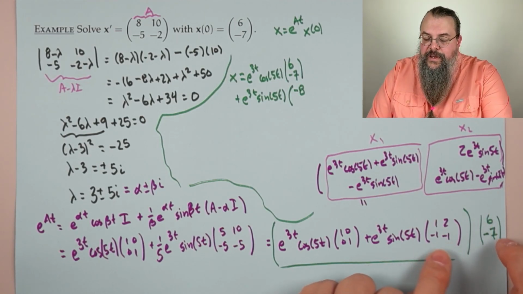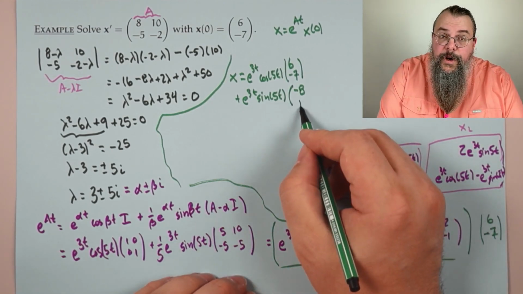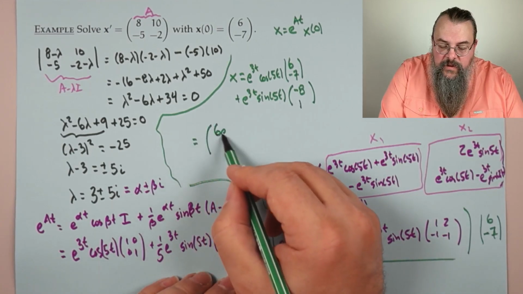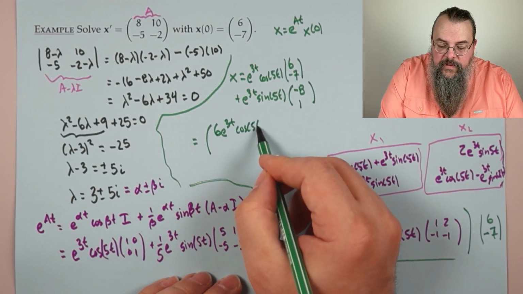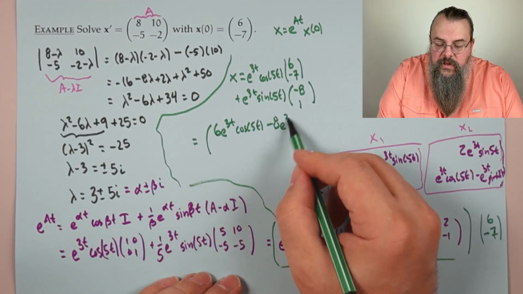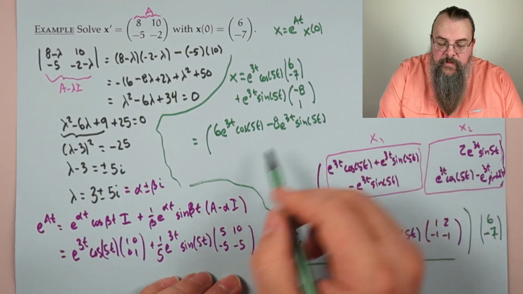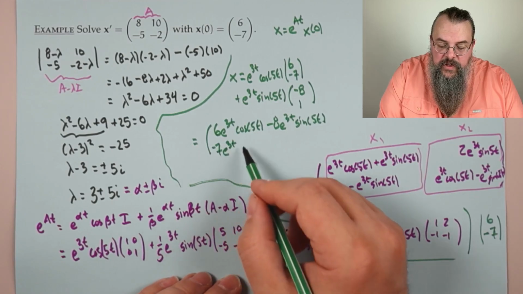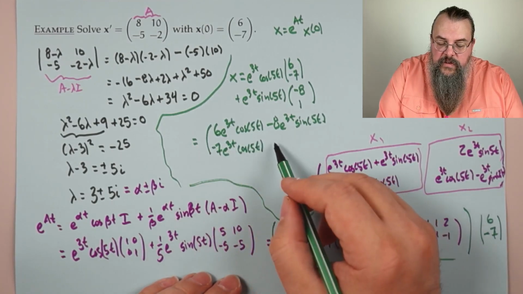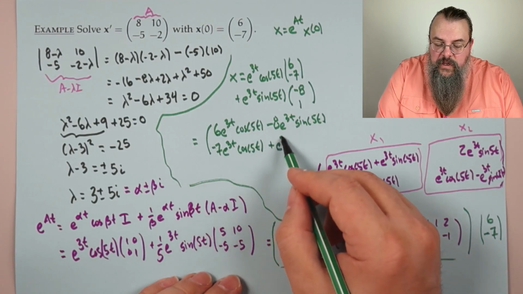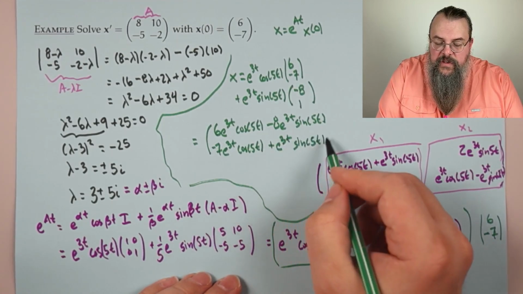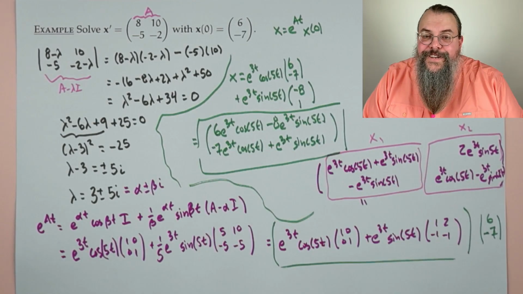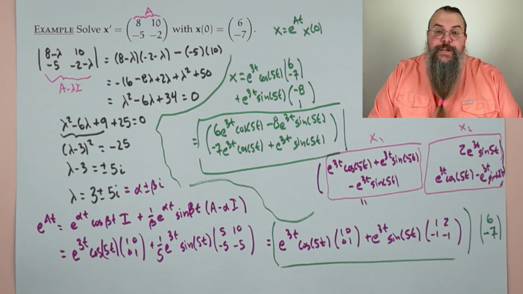Okay, minus 6 plus 7 is 1. So putting it all together into one vector, we'll get 6 e to the 3t cosine 5t subtract 8 e to the 3t sine 5t. All right, that's the top term. And then we'll get minus 7 e to the 3t cosine of 5t and plus 1, so plus e to the 3t sine 5t, and we're done. That seems a lot easier than what we were doing before.